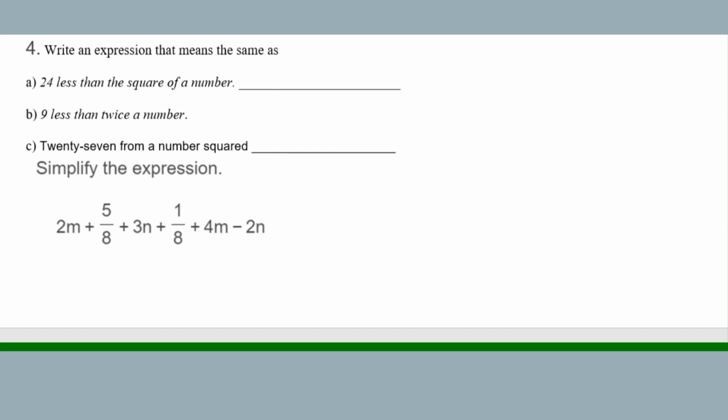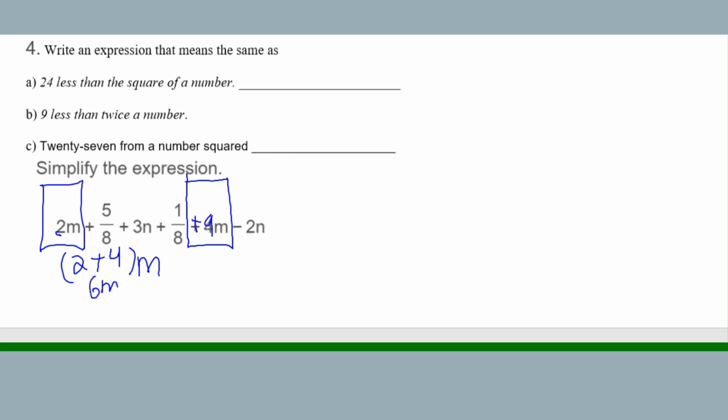So for this one, we have to combine our like terms. So you have to know like terms must have the same variable and the same exponent. So I have 2 times m, and I have plus 4 times m. Why are these like terms? Because they have the same variable raised to the same power. So I'm going to factor out my m. Since I have 2 times m and 4 times m, I'm going to factor out the m, because m is a factor that's common for both of the terms. So I'm going to write 2 plus 4, and 2 plus 4 is 6 times m.